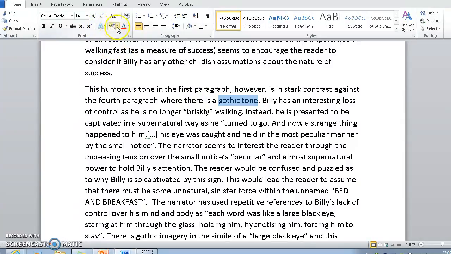This paragraph is following the structure of the bullet points. This paragraph is noticing all of the changes. Stark contrast is a good phrase to use as well. Magpie that phrase. Billy has an interesting loss of control as he is no longer briskly walking. Short quotes, remember you need to use a judicious range of quotes. Instead, he is presented to be captivated in a supernatural way as he turned to go, and now a strange thing happened to him. His eye was caught and was held in the most peculiar manner by the small notice.